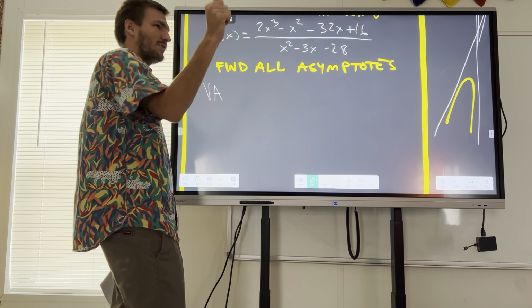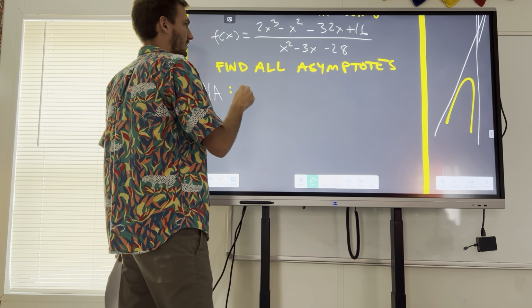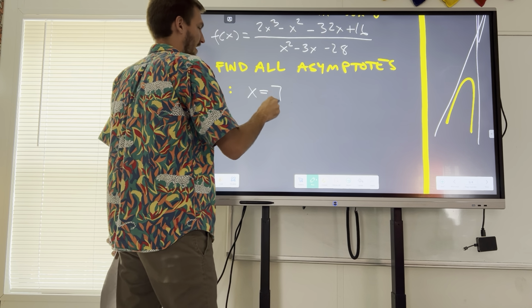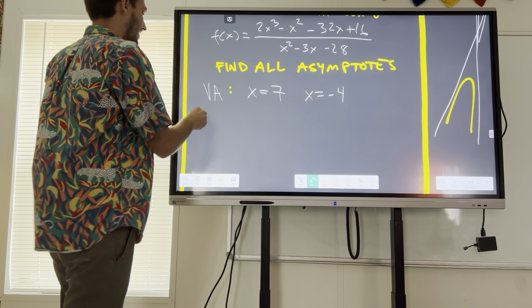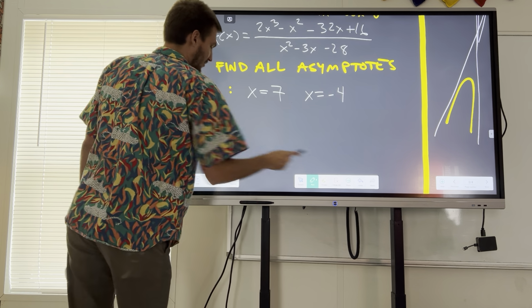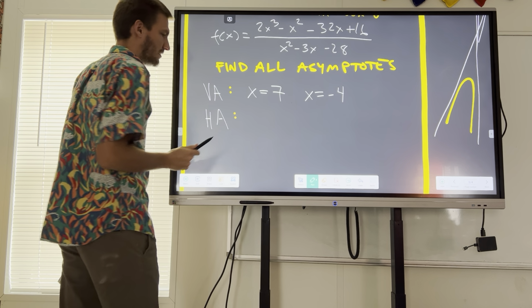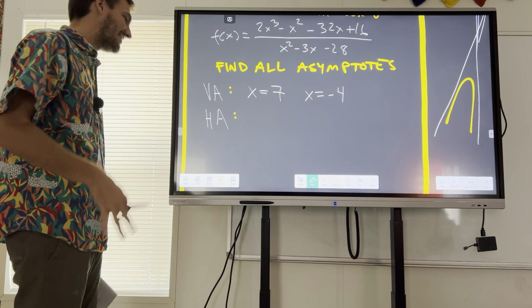x minus 7, x plus 4. And so what are the vertical asymptotes? x equals 7, x equals negative 4. Nice. Horizontal asymptotes. Compare the degrees. Who wins? Dang. Oblique time.